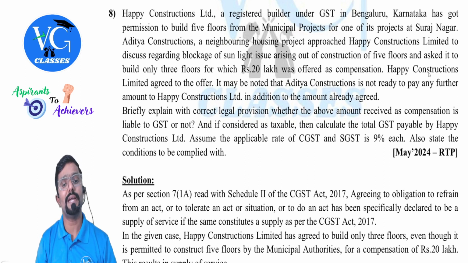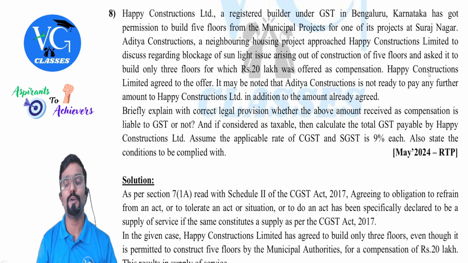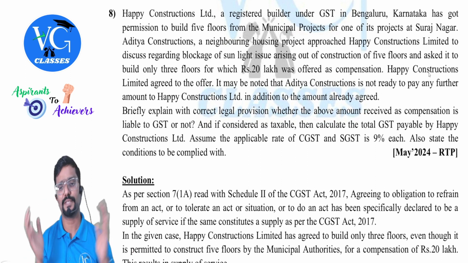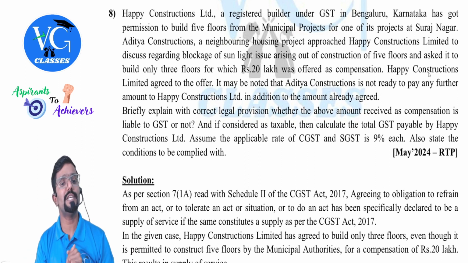Briefly explain with correct legal provision whether the above amount received as compensation is liable to GST or not. And if considered as taxable, then calculate the total GST payable by Appy Constructions Limited. Assume the applicable rate of CGST and SGST is 9% each, in total 18%. Also state the conditions to be complied with, guys.